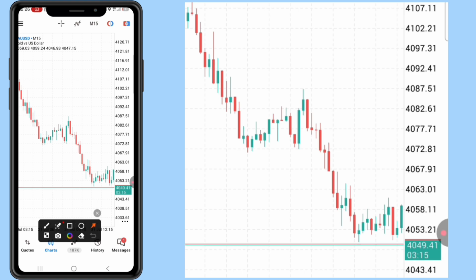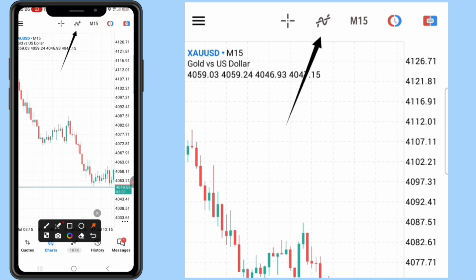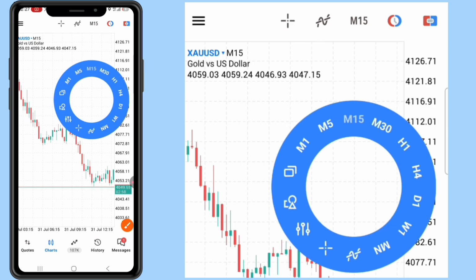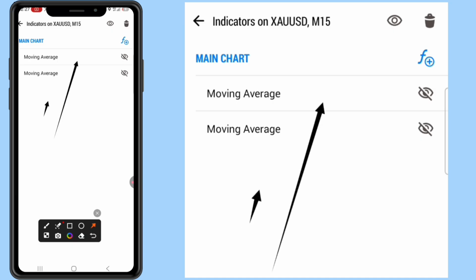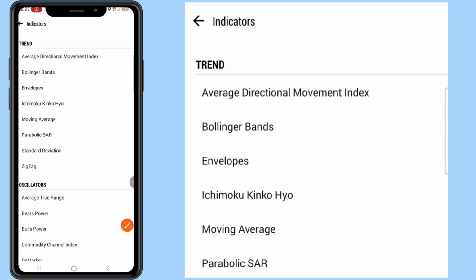Okay, so to add the moving average, you can either click on this icon right up here, or just tap anywhere on your screen and click on this icon right here. On clicking on that icon, you will see the moving average. For your case, this might not be there. To get that, or to get any indicator you want, click right here, and you will see this. Look for moving average. If you scroll, you'll find it right here.